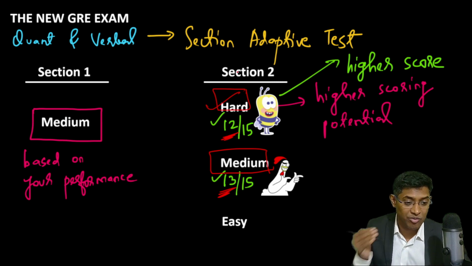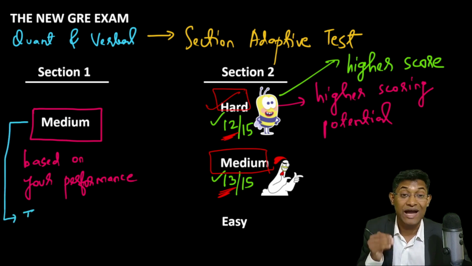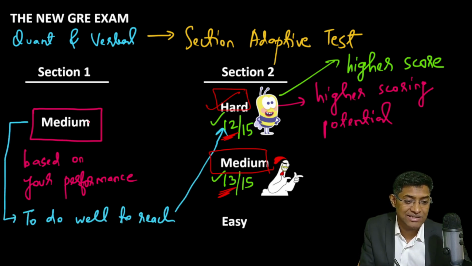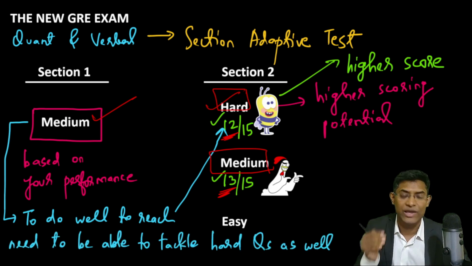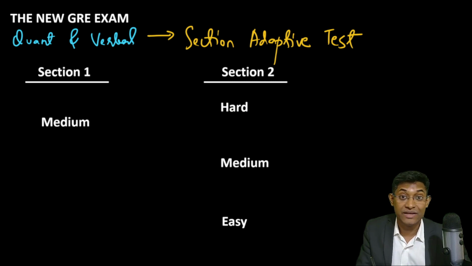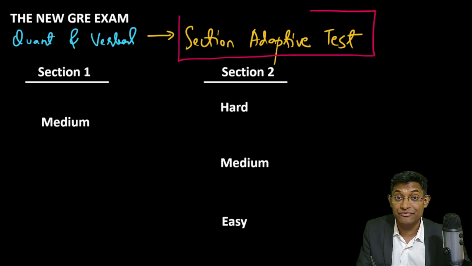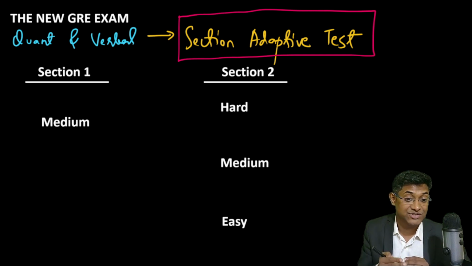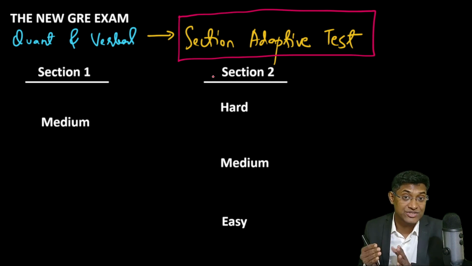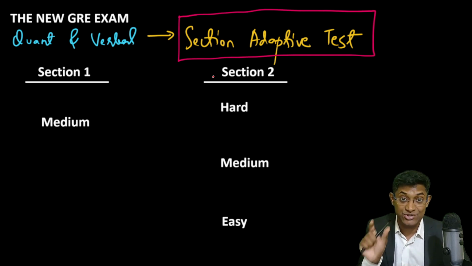All right. So notice it's important to get into the hard section for section 2 to reach your dream score probably, and to reach there, you have to do well in section 1, which starts at a medium level. And for this, you need to be able to tackle hard questions as well. And this course will equip you for that in a very good manner. All right. Now, because the quant and verbal sections of the GRE are section adaptive tests, there is good news, because it's not a question adaptive test where each question changes the difficulty based on your previous performance. That's not the case. It's the whole section that changes, right?